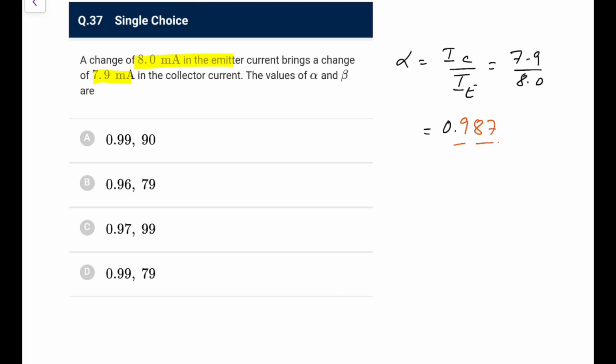Now what about the beta? So beta, the change is IC by IB, so IC change is 7.9, IB change would be the difference of those, 0.1, so that is 79. So go for D, that's an easy one for you.